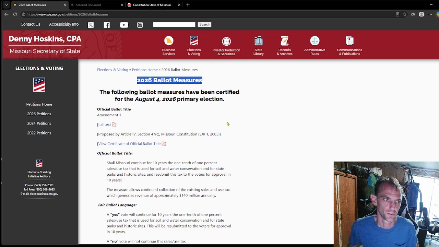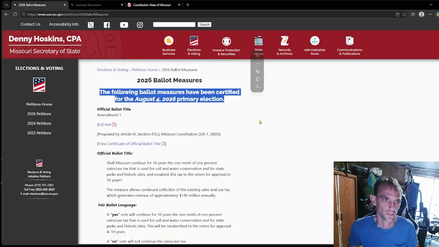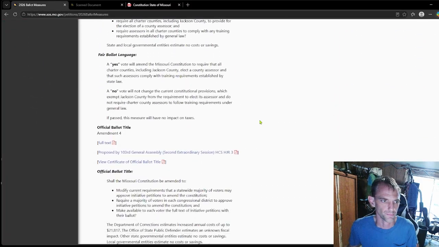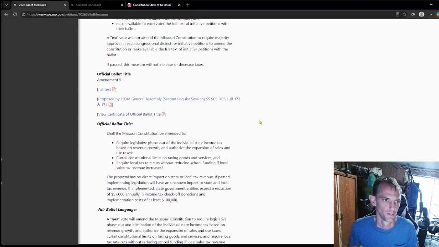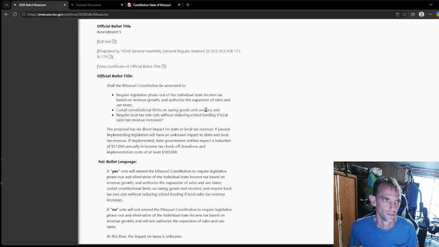2026 ballot measures. The following ballot measures have been certified for the August 4th, 2026 primary election. Amendment 5.